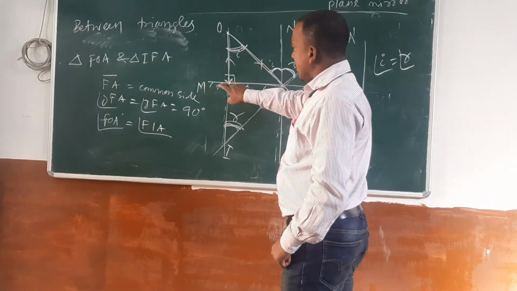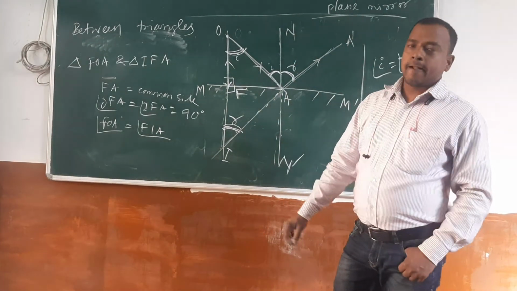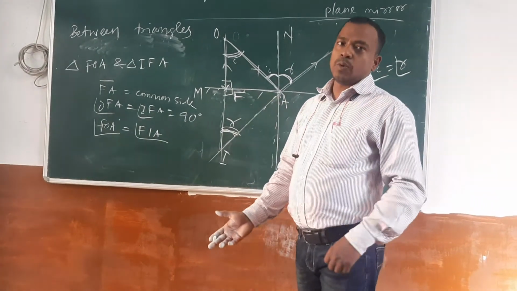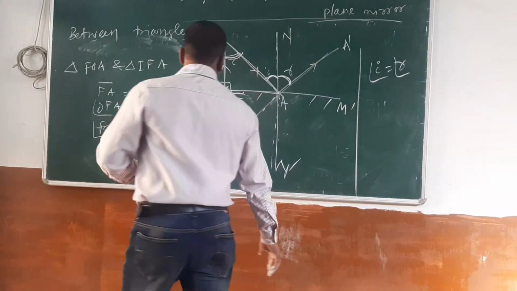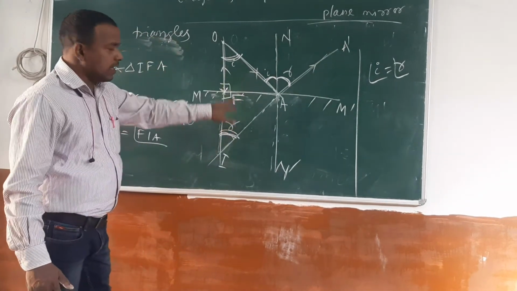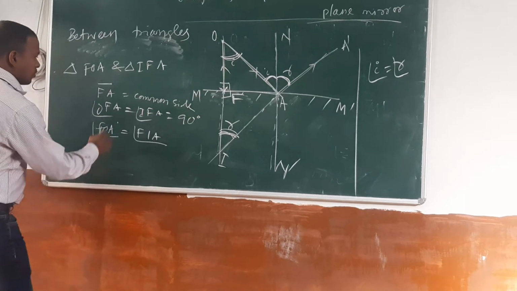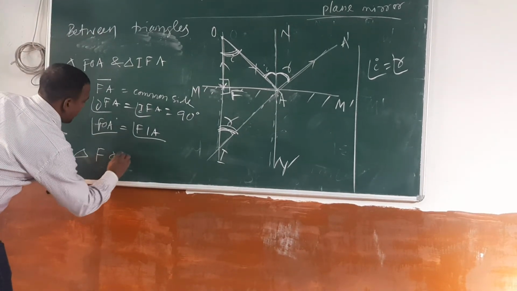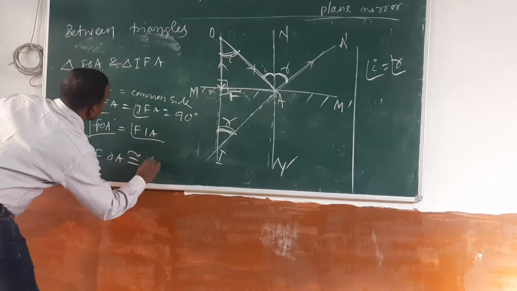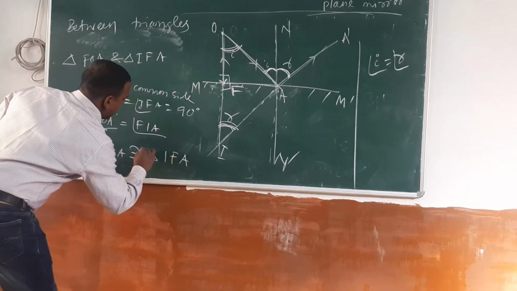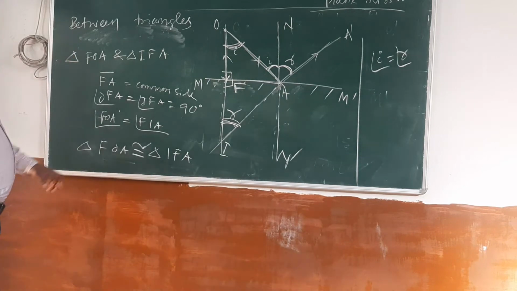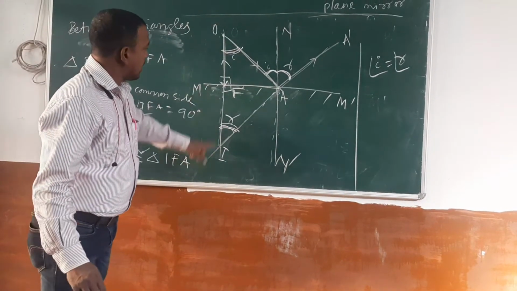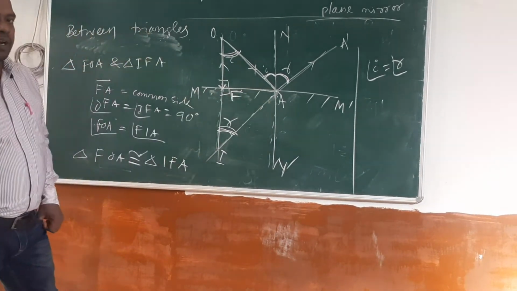Two angles and one side are common to each other. Now we can say these two triangles are congruent in nature. Both the triangles are congruent. Means we can write triangle FOA and triangle FIA are congruent in nature.